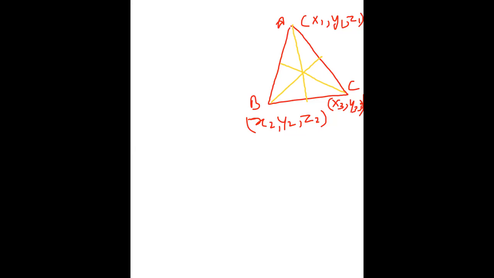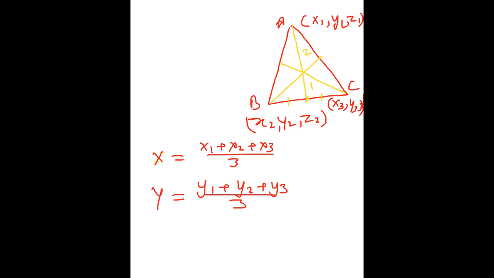Main point where the medians are meeting. Main point where the median divides the opposite side into two equal parts. So the equation we solved in class 10th also: x will be x1 plus x2 plus x3 by 3, for y it will be y1 plus y2 plus y3 by 3, same for z.